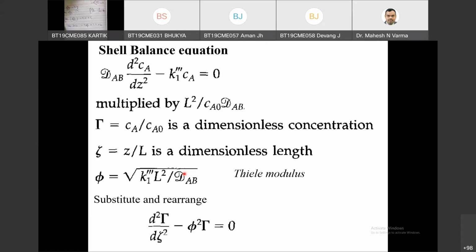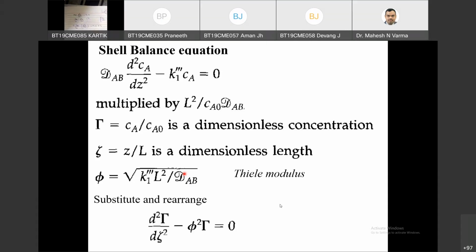How can you take this CA out? Sir, we are keeping it aside, we are not integrating it. How is it possible? Here also CA is there. CA is not a function of Z. Sir, we can include it in the next integration. This is what you are doing wrong, this is mathematically wrong. Okay, sir, so this is not mathematically correct.